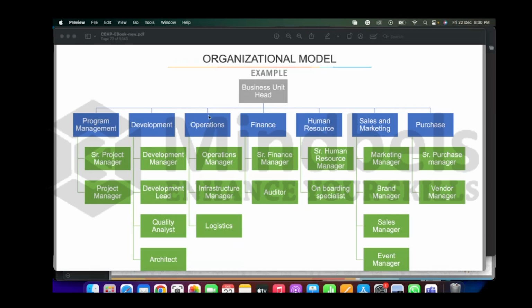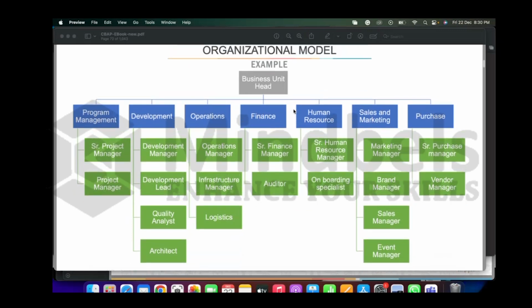So these are the lines of business, LOBs: development, program, operations, finance, human resource, sales and marketing. So you see their list of business activities. It is your responsibility to reach out to anyone else above in the org chart to discuss the approach, activity status, anything you want to do. Okay. So this is an example. You can take a quick glance at how the org model looks.